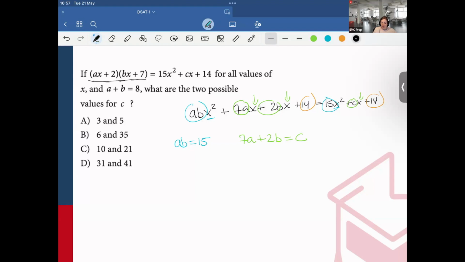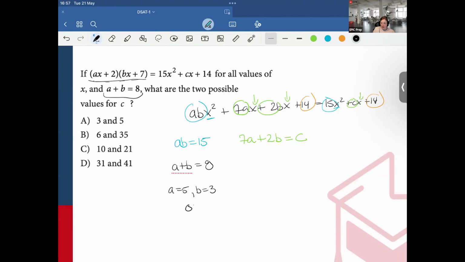Okay, I'm also told a plus b is equal to 8. Okay, so there's only two possibilities. Well, one possibility that will result in a times b being 15 and a plus b being 8. That's 5 times 3. But I don't know if a is 5. It's either a equals 5 and b is 3.